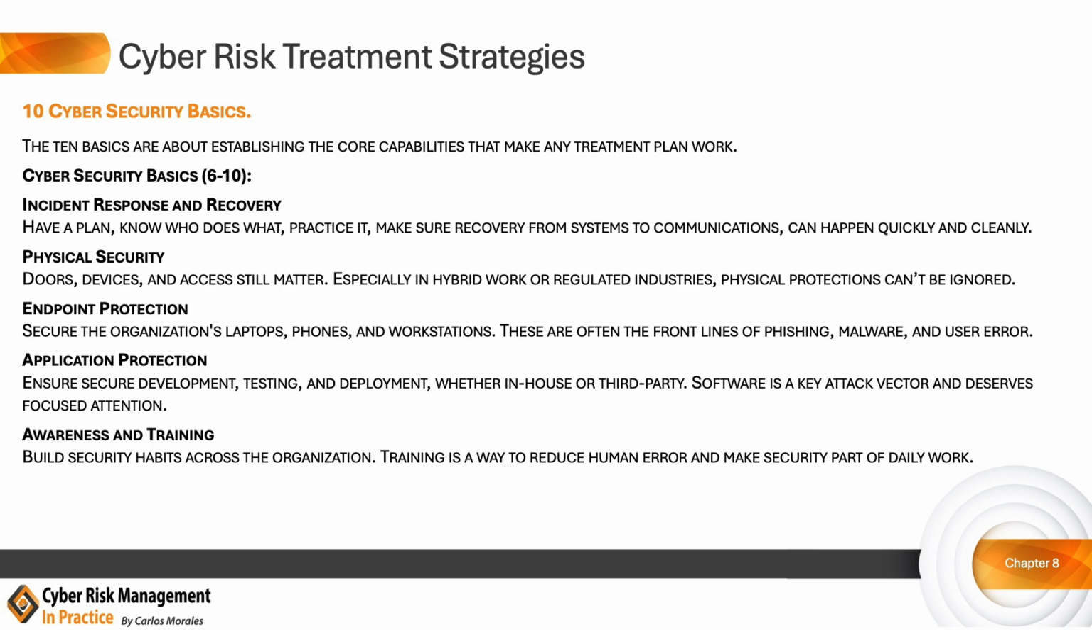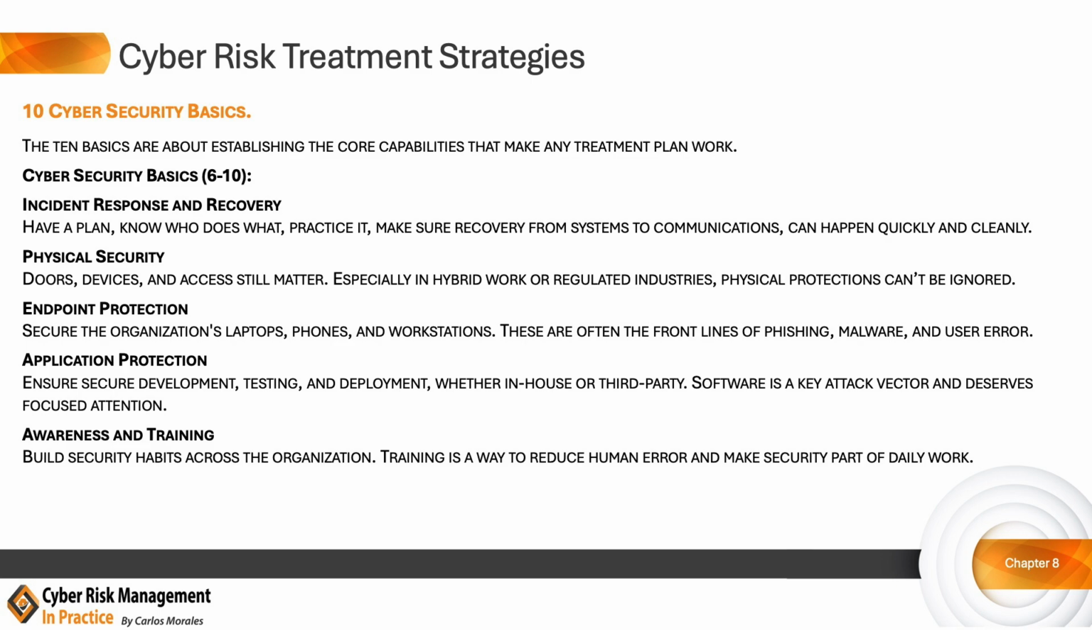9. Application protection. Applications, especially those exposed to the internet, are a high-value target. Protecting them means thinking about how they're developed, tested, deployed, and maintained. It includes secure coding practices, vulnerability testing, configuration management, and ensuring updates are applied consistently. This applies to both in-house and third-party applications. And as software supply chains become more complex, this basic becomes even more important.